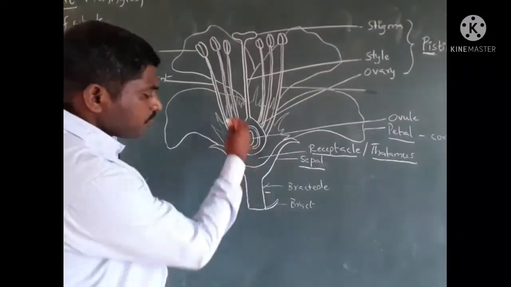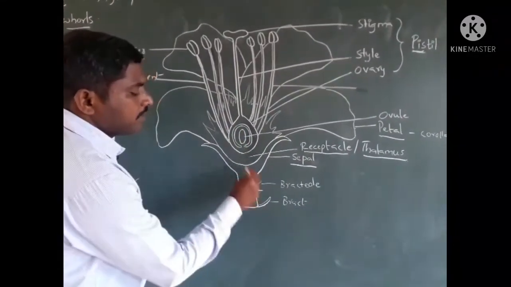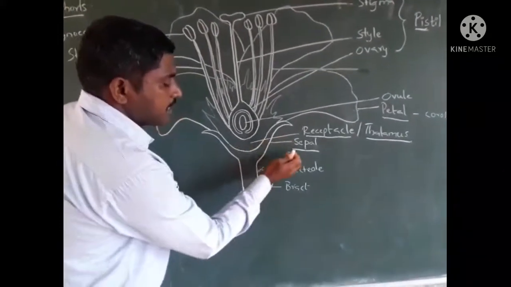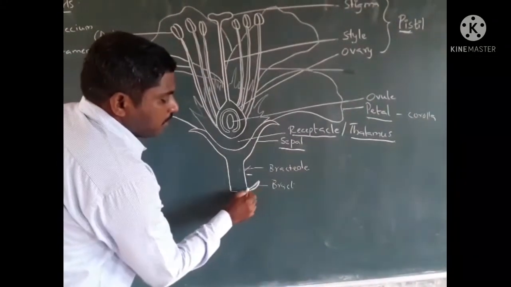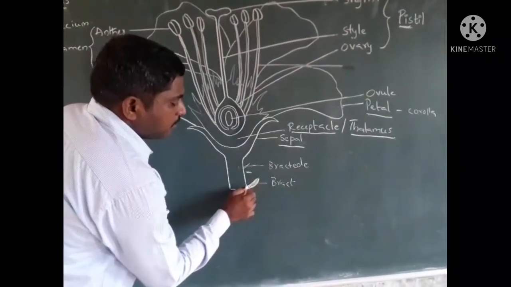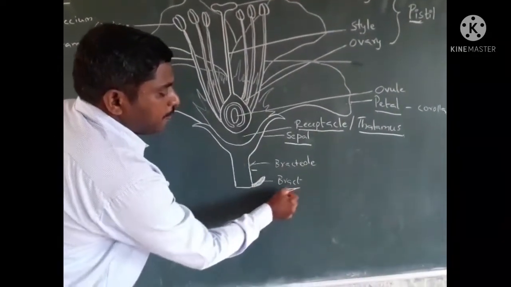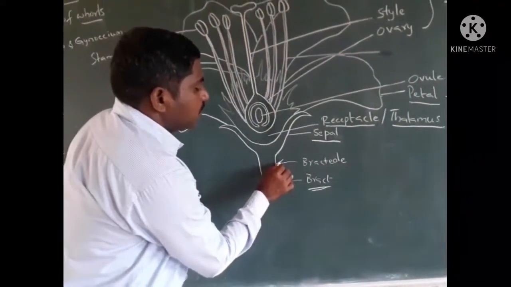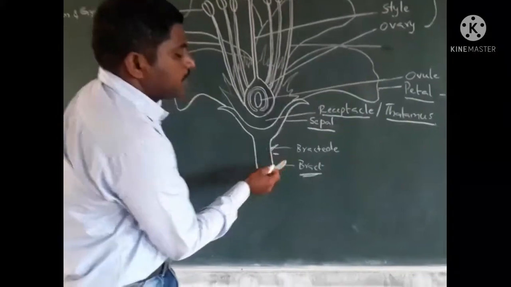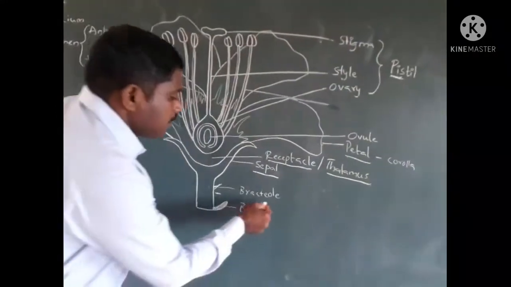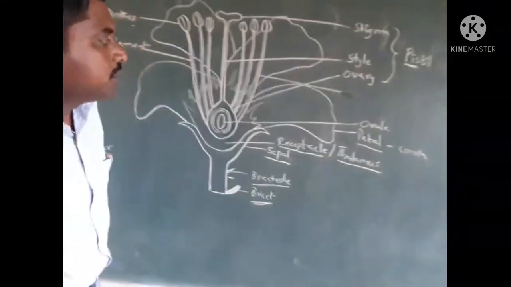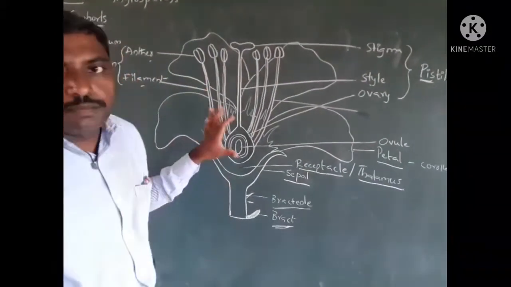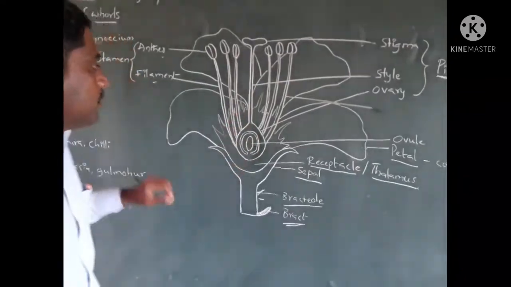Below the sepals, each flower has some leaf-like structure, which is called a bract. Some flowers have bracteoles, small leaf-like structures present on the pedicel. These are called bracteoles. These are the four whorls arranged on the receptacle or thalamus.